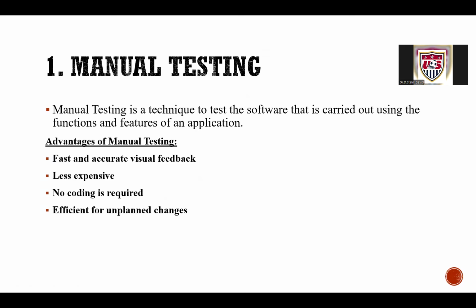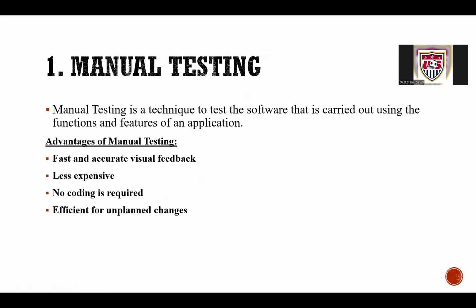Fast and accurate visual feedback means it detects almost every bug in the software application, and it is also used to test the graphical user interface, like layout design or text. Next, less expensive means it does not require a highly skilled software person. Next, no coding is required, so no programming knowledge is needed. Next, efficient for unplanned changes: manual testing is suitable in case of unplanned changes to the application, so it can be adapted very easily.